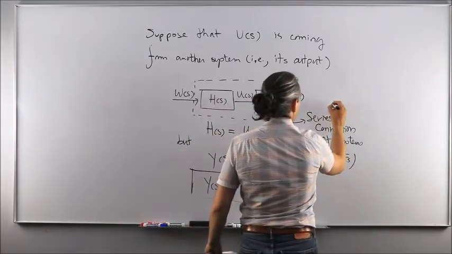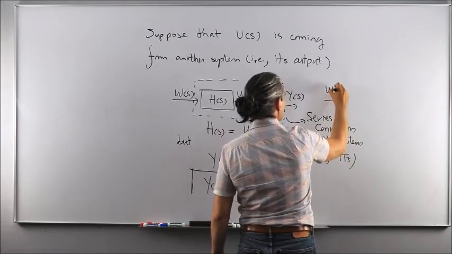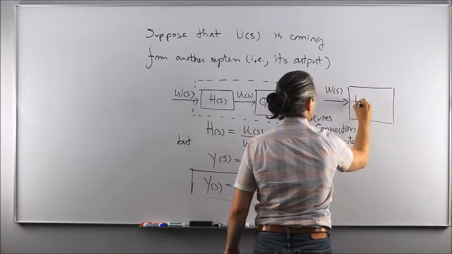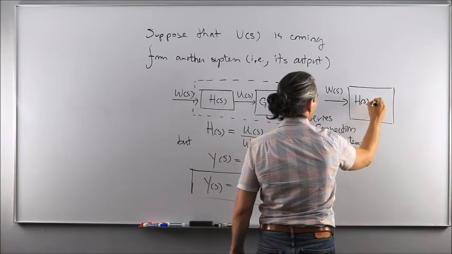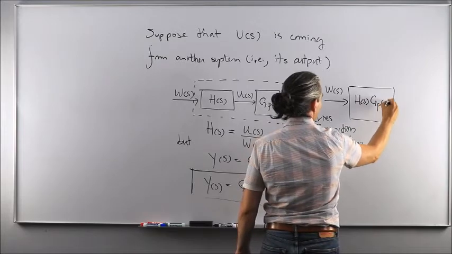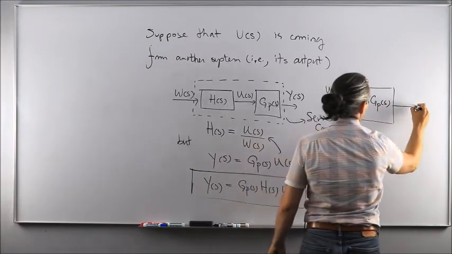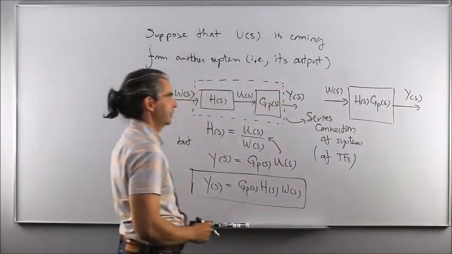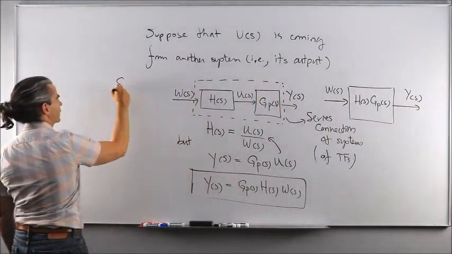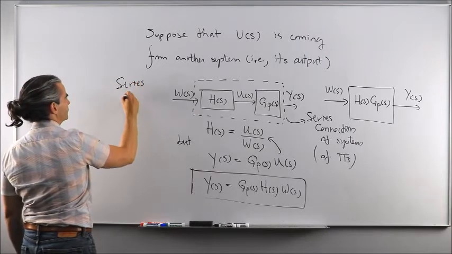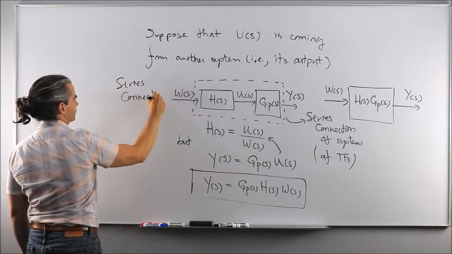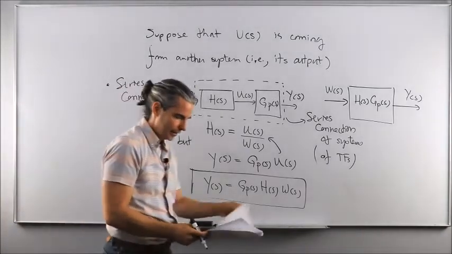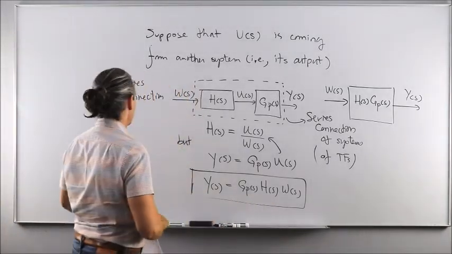And graphically you could just represent that as one input, a big transfer function that will be H of S multiplied with your plant transfer function, and that you get the global output Y of S at the other end. Okay, so this is series connection. The other possibility that can take place is known as a parallel connection.